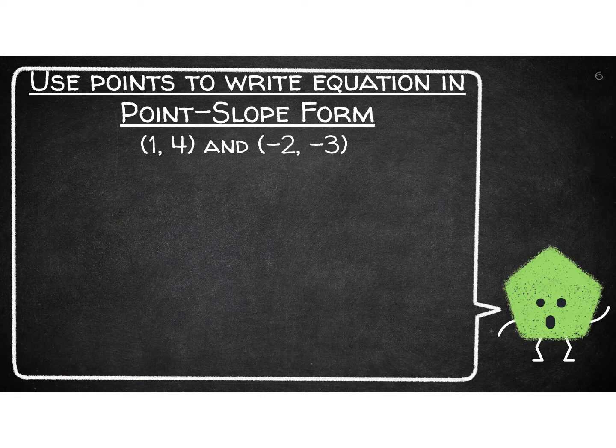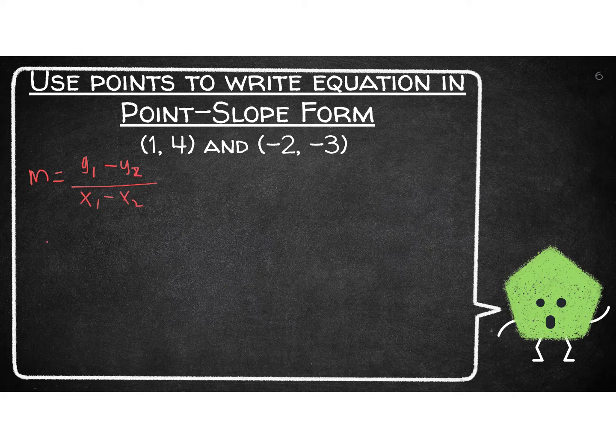Next, we're going to use 2 points to find an equation in point-slope form. So again, we need to start by finding our m, and then we just pick a point. Okay, so m equals y1 minus y2 over x1 minus x2.